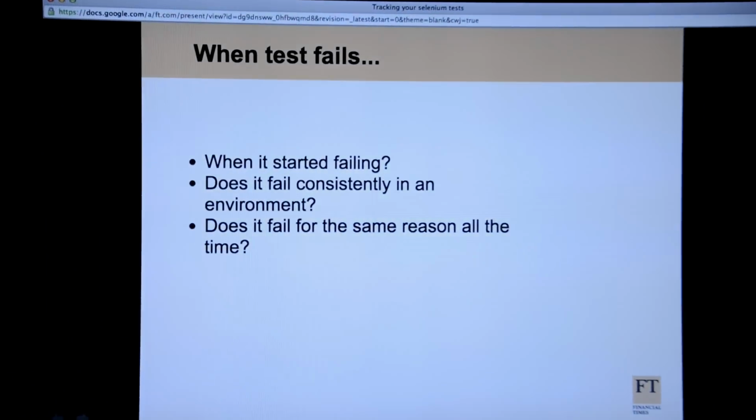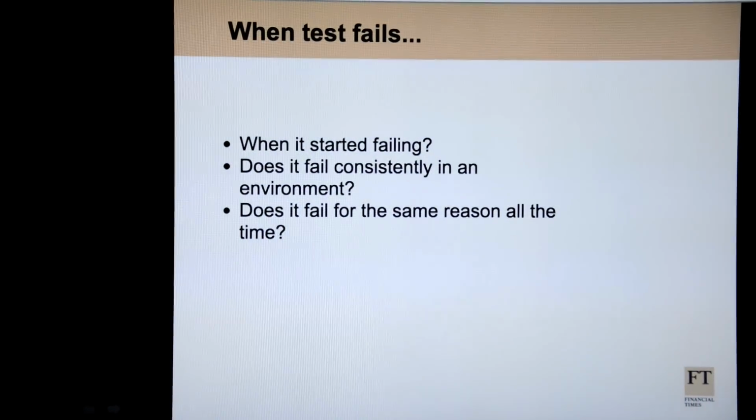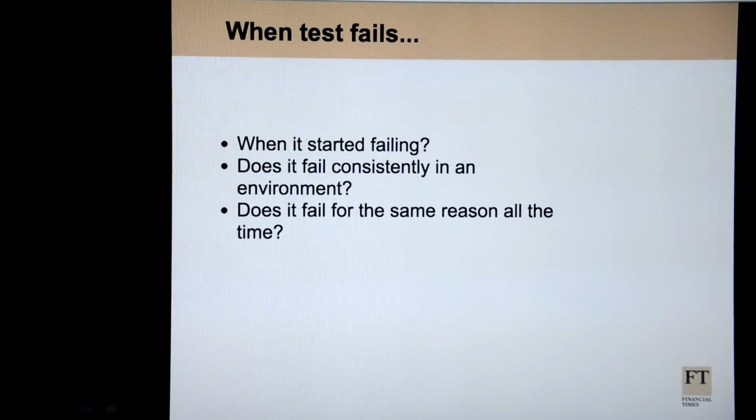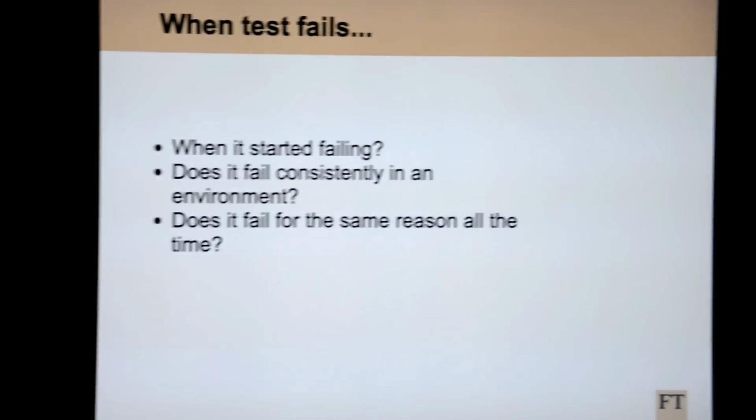So what we have seen based on our experience, when a test fails, we have been asked these kinds of questions over and over again. When did it start failing? Does it fail consistently in any environment, or does it fail in a particular environment? Does it fail for the same reason? Because UI tests, by definition, are slow. And in an ideal situation, when you run your tests, it should be a 100% pass rate. But in the real world, it does not happen.